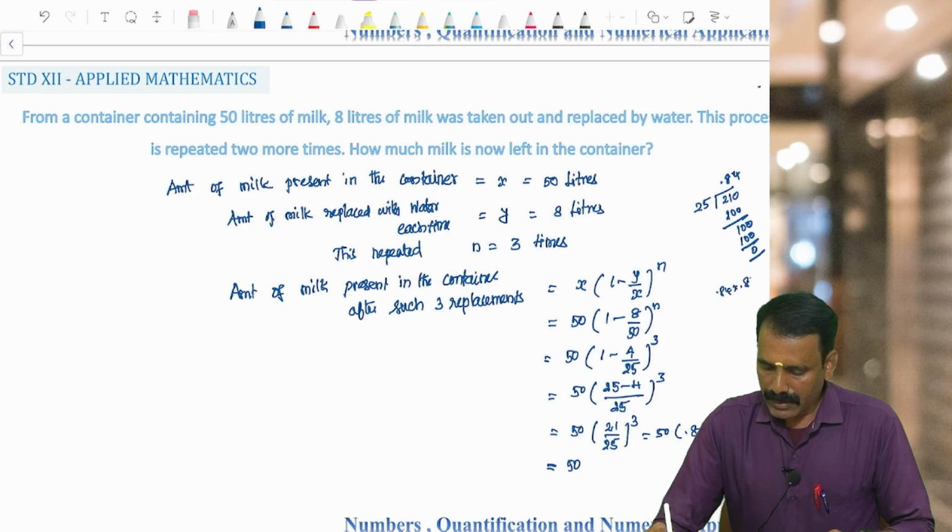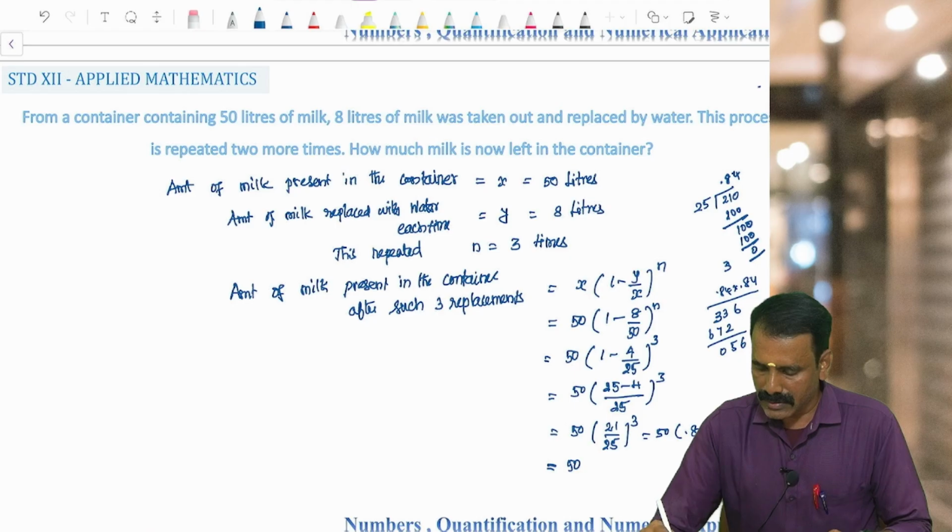0.84 into 0.84. 4 4s are 16, balance 1. 4 8s are 32, 33. 8 4s are 32, balance 3. 8 8s are 64, 67. 6 5 0 7. So it is 0.7056. Again I multiplied with 0.84.